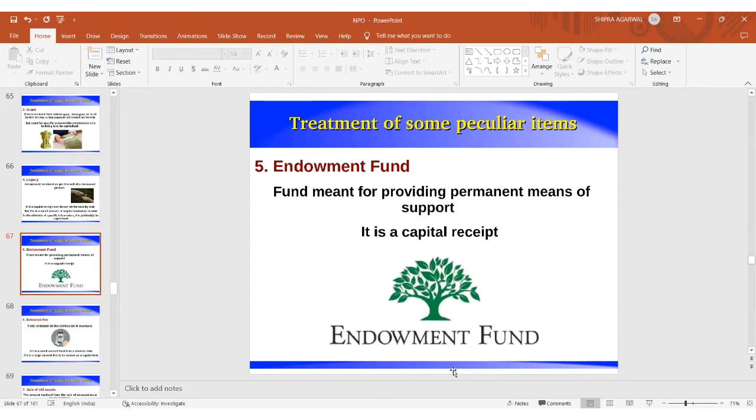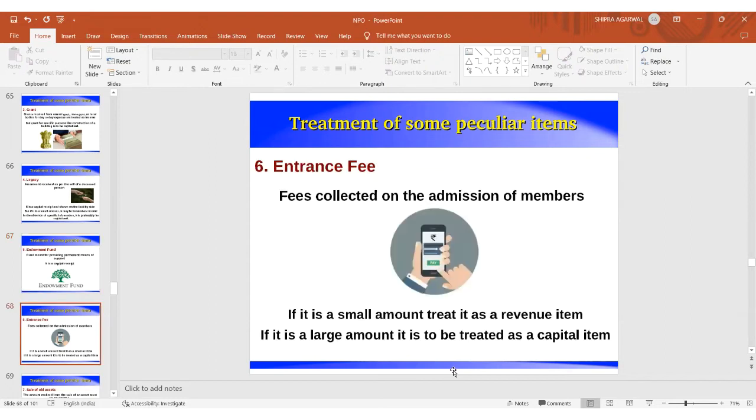Then next is your endowment fund. See, first of all, these endowment funds are meant for providing permanent means of support, right? So as a result, they are treated as a capital receipt.